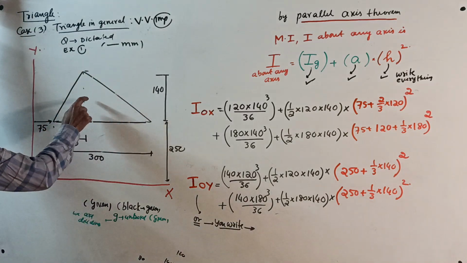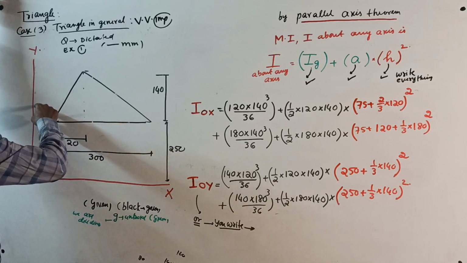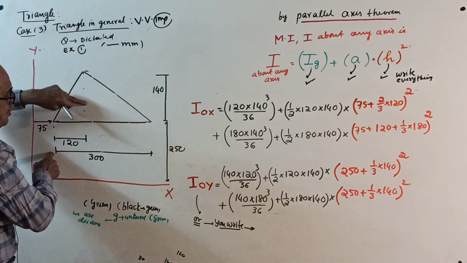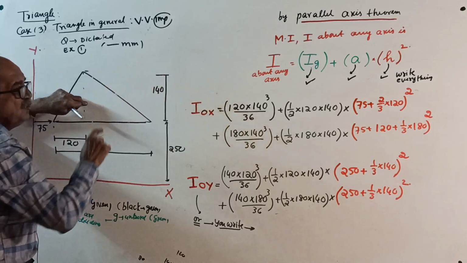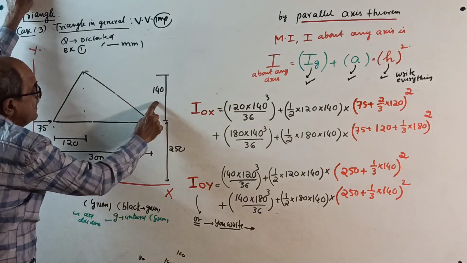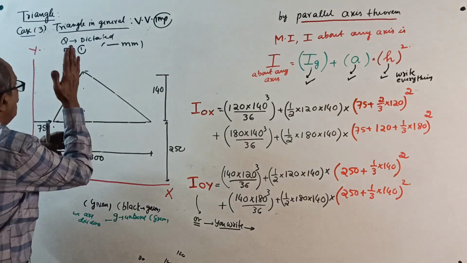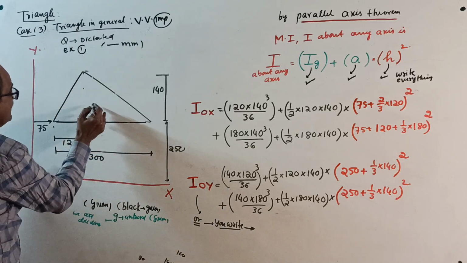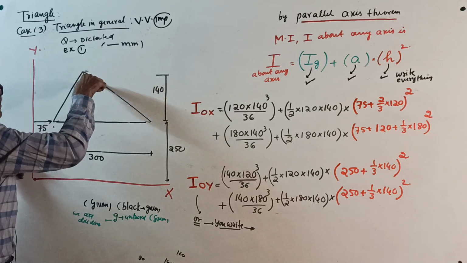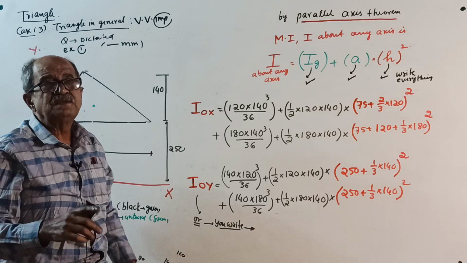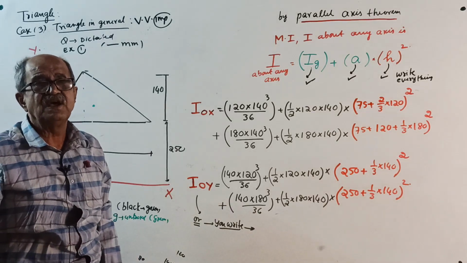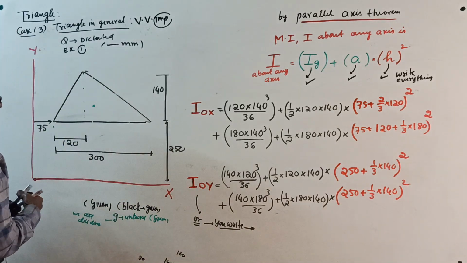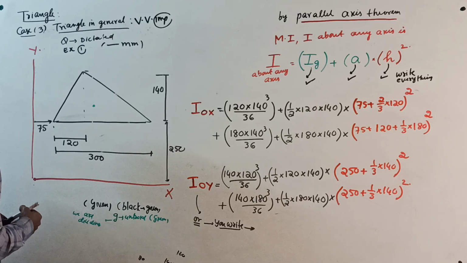Now, in this example, about the centroidal horizontal axis, base is 300. So, no problem: 300 into 140 cube by 36, centroid is at 1/3 of 140. But about the YY axis, where will the centroid be? You write here, centroid will be somewhere here. So, about this centroidal axis, there is no standard expression for moment of inertia. Therefore, if you want I about the OX axis, then no problem.